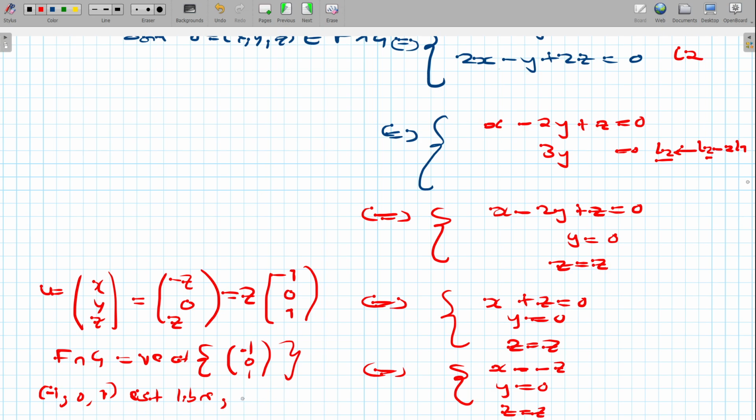So this is going to mean that minus 1, 0, 1, like so, est une base de quel espace? Est une base de F inter G. C'est une base de F inter G. Okay? So hopefully things are clear up to this point.